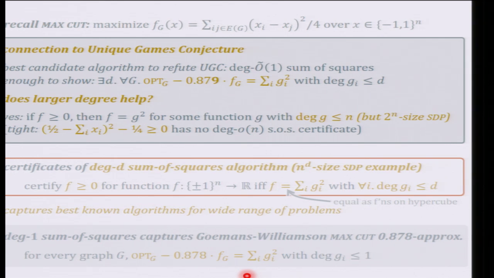In general you can ask, does it help to choose a larger degree? The generic answer is yes, it does help. In particular, for every function f that is non-negative, you can find a function g on the hypercube such that f is equal to g squared. Just interpolate the square root of f over the hypercube, and this function g has degree at most n. So if you allow functions of degree n in your decomposition, then you can certify that everything that is non-negative is non-negative. Unfortunately, this would correspond to an SDP of size 2 to the n, so it's not interesting from a computational point of view.